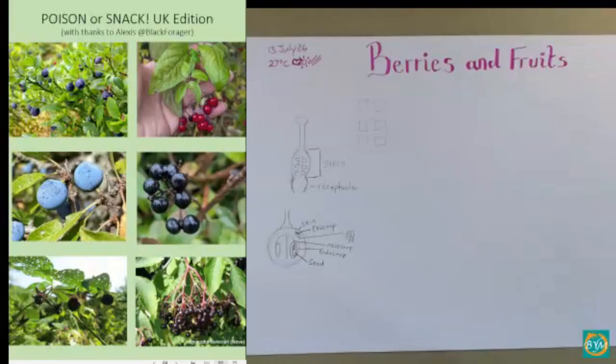So let's have a little look at the first one. This is a bilberry and it is edible. Bilberries are a quite low growing shrub. They do look rather like blueberries, but they are something slightly different, but still nice and edible. Okay, what do you think about the next one?